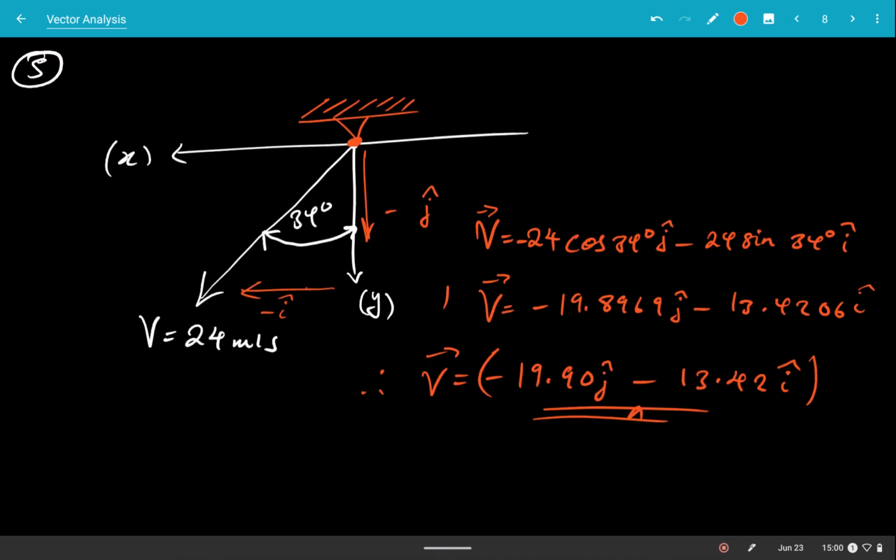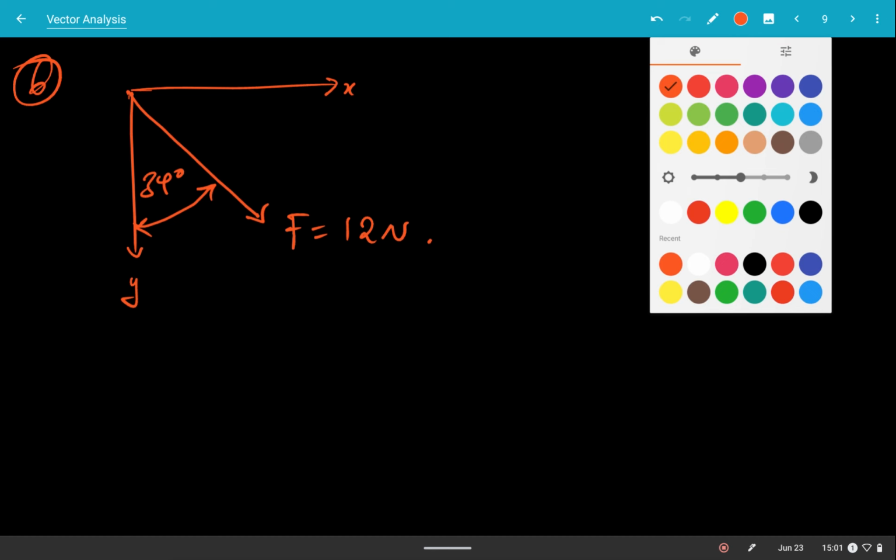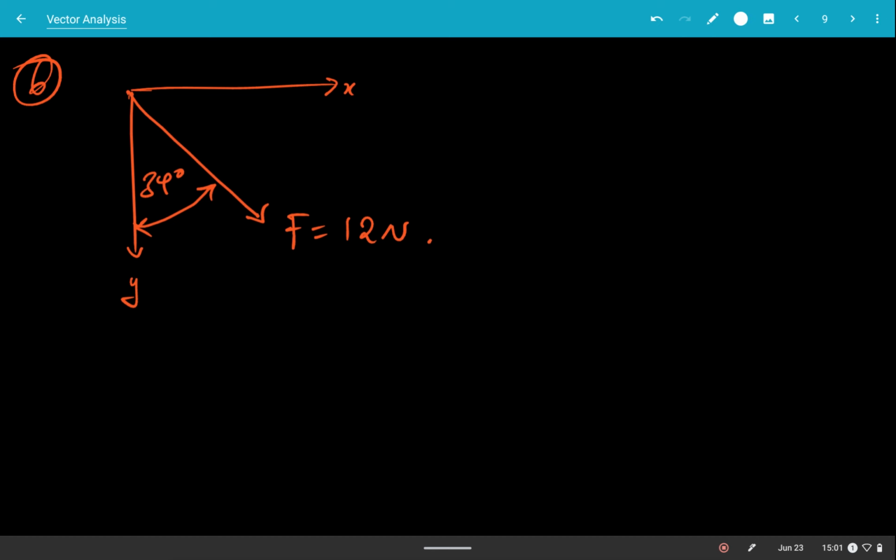Well, the last question, which should be 7 if I'm not mistaken now, 6. Alright, so the last question will be, suppose it's in this manner. You have your force vector of 12 newtons. And then your direction, you know, this is your y, and that's your x. So say you have 34 degrees there. Alright, you can pause the video and attempt to do it.